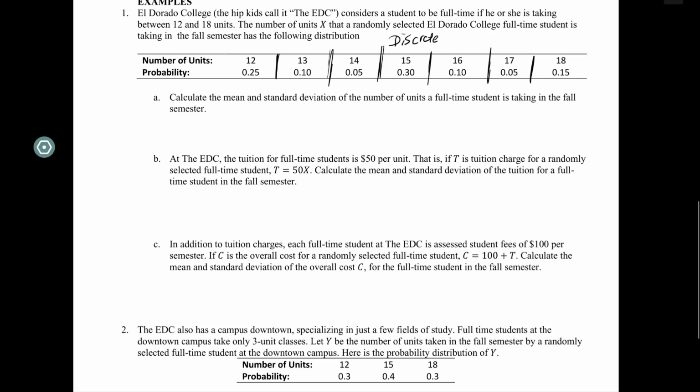So let's take a look at our first question and see if we can answer it just intuitively. We want to calculate first the mean and standard deviation of the number of units a full-time student is taking. Well, number of units is our variable that we are calling X. So that means we are looking at the mean of X, which is the same thing as the expected value. Now, we could do sigma x P(x) for all of this, right? We could say 12 times 0.25, 13 times 0.1, so on and so forth, and add them all up. Or we can simply use an online calculator.